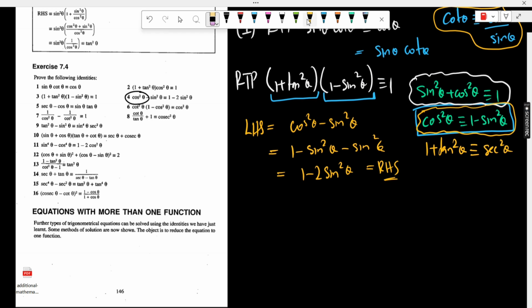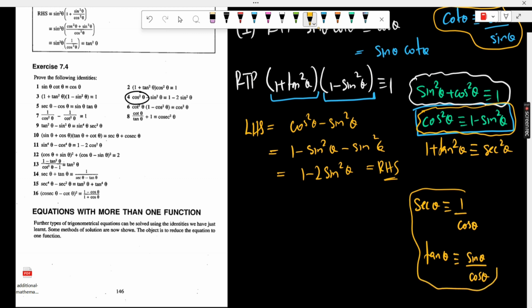And let me write down the information that you might need. You may need to remember that sec theta is equivalent to 1 over cos theta. And of course, tan theta is equivalent to sine theta over cos theta. So you just may need these two. So start with whichever side. I would say start with the left-hand side, and after you realize it can't go any further, then start with the right-hand side. Ultimately, the two expressions should be the same. You understand? Yes, sir. Yeah, go ahead.